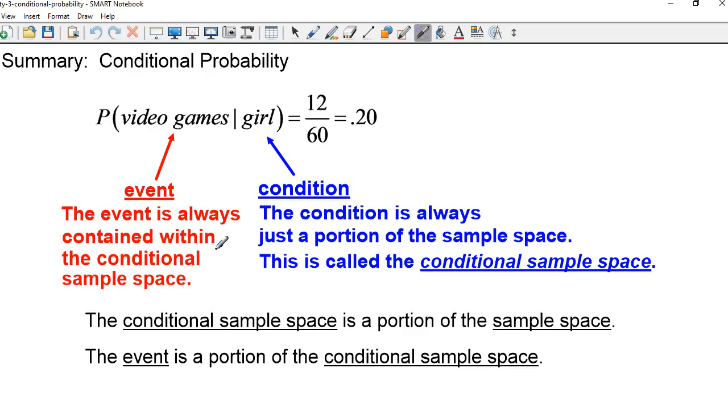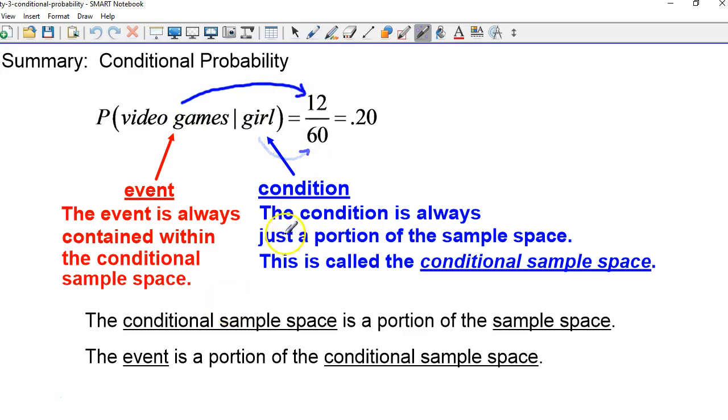Okay, so just to summarize conditional probabilities and what it means, if I write a conditional probability, there's 2 parts to it. There's the event, and then the line, and then the condition. So the event is listed first. That's always what we're finding the probability of. But you can think of it as that the second part, the condition, always goes with the denominator of the fraction, and the event is the numerator.